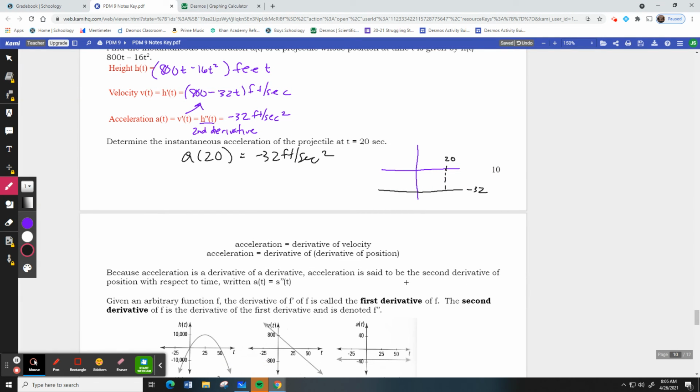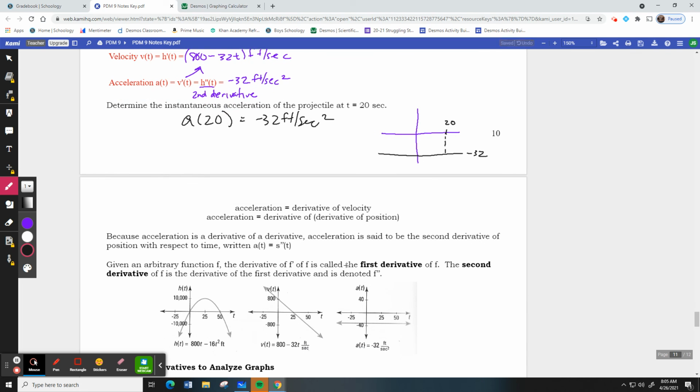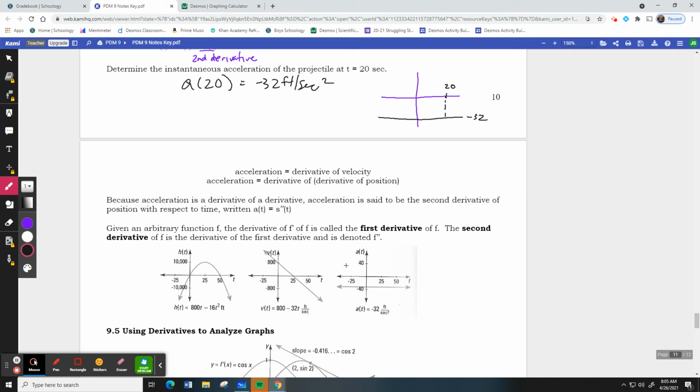All right, so then here on this next page, it just reiterates that acceleration is the derivative of the velocity, or in other words, the derivative of a position, right? It's the derivative of the height. So because acceleration is a derivative of a derivative, acceleration is said to be the second derivative of position with respect to time, right? Which is like what we were just talking about. And so then it says, given an arbitrary function f, the derivative f prime of f is called the first derivative of f. The second derivative of f is the derivative of the first derivative, denoted f double prime.